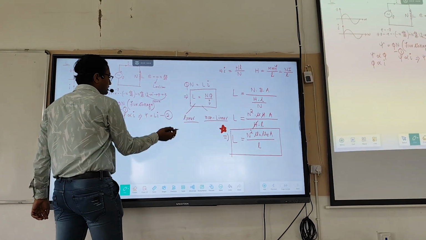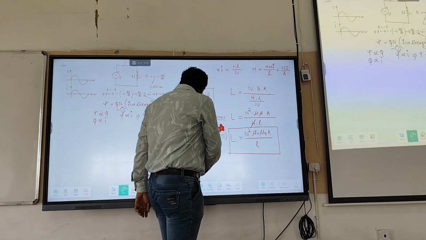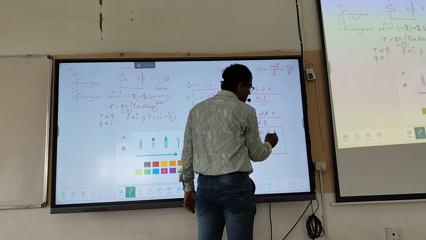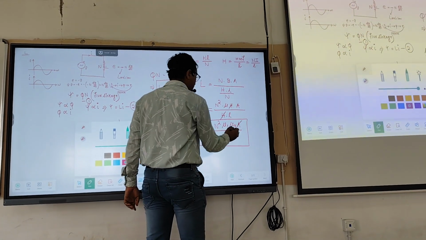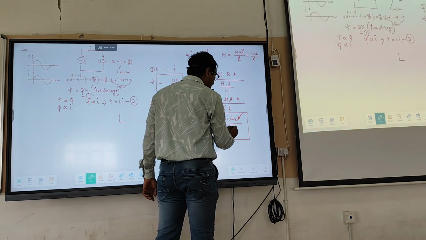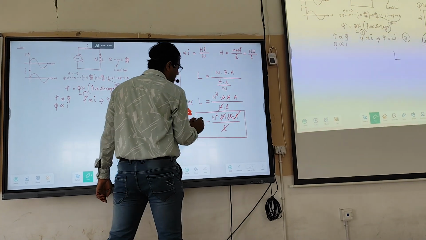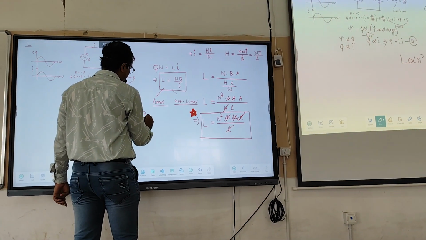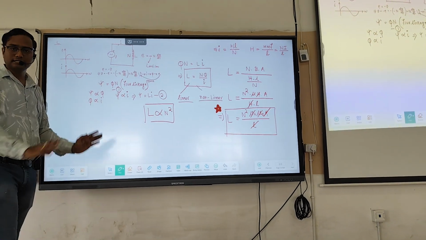So here from this formula, what is constant? A is constant, l is constant, mu r is constant, mu naught is constant. So I can write L is directly proportional to N square. This is also another formula. So this is all about inductance.